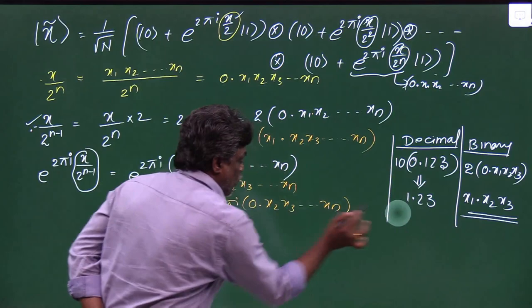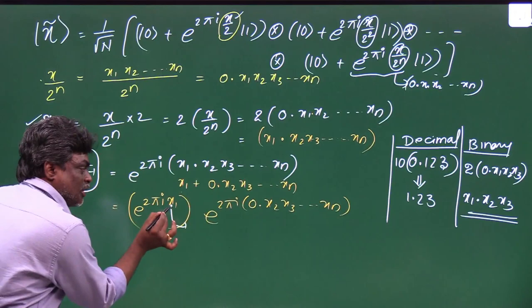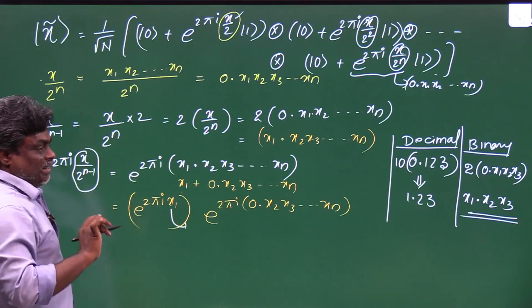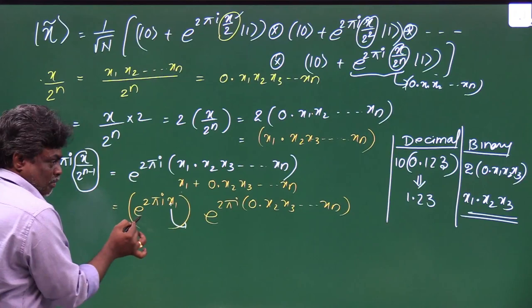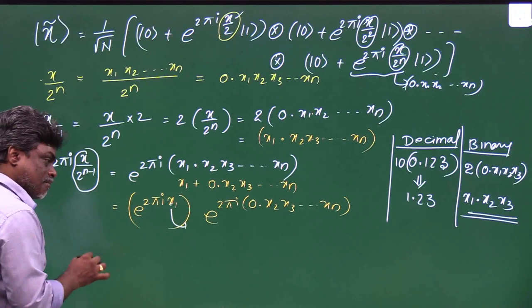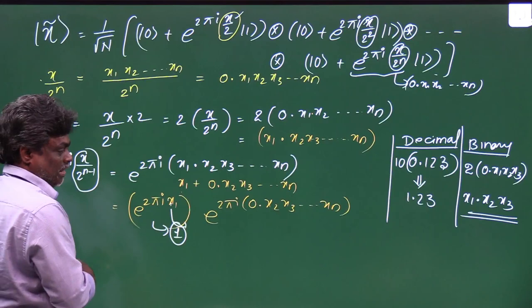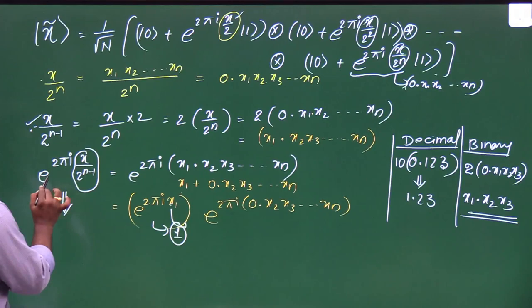Now, what is x1? x1 is our bit, qubit, either 0 or 1. Now, if you substitute 0, then it is e to the power of 0, which is 1. If you substitute 1, it will be e to the power of 2 pi, cos 360, which is cos 0, which is 1. Sin 0 is 0. That means this entire value is always 1.